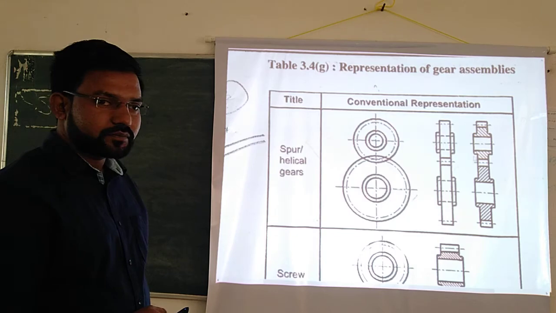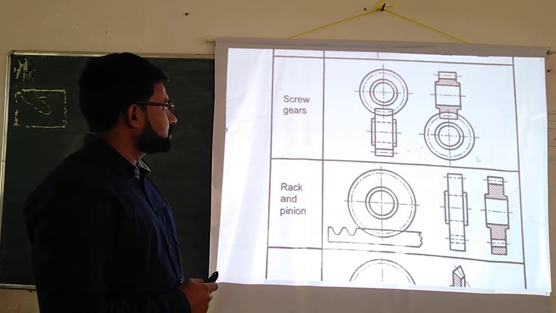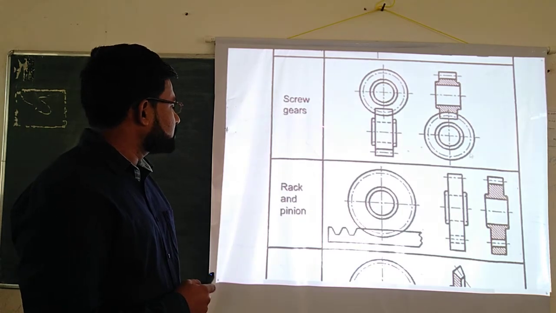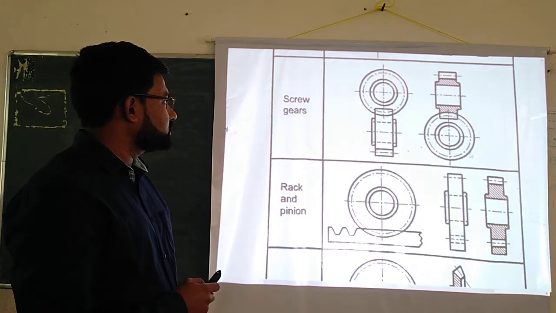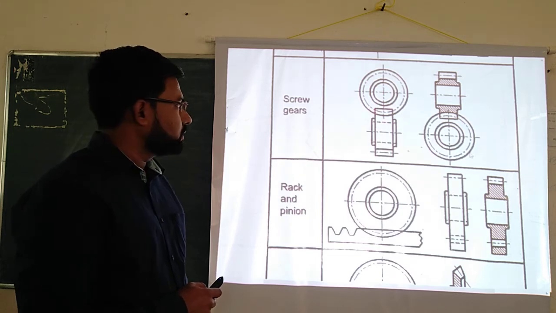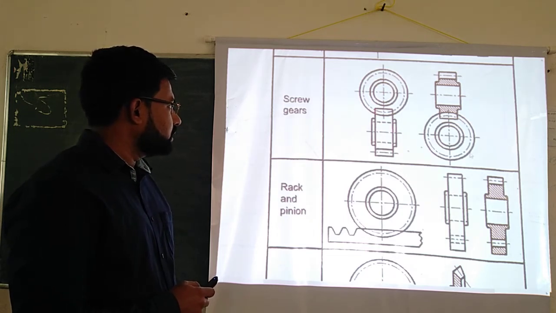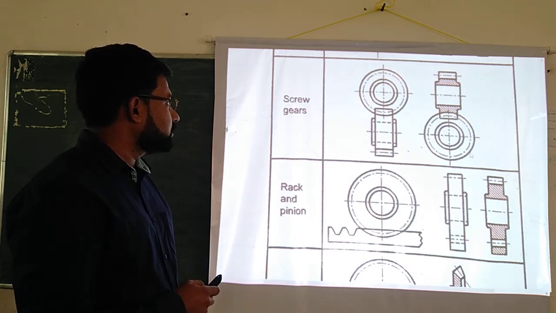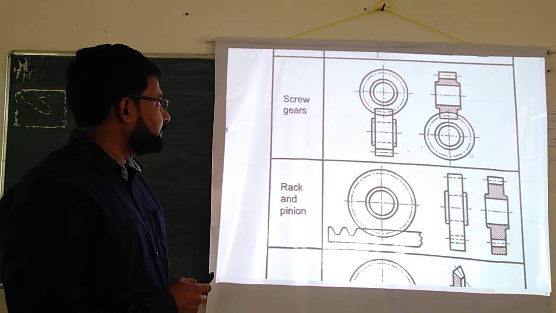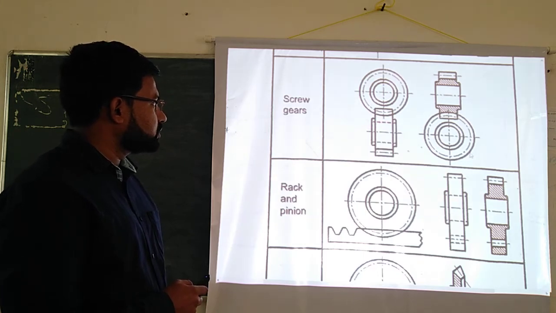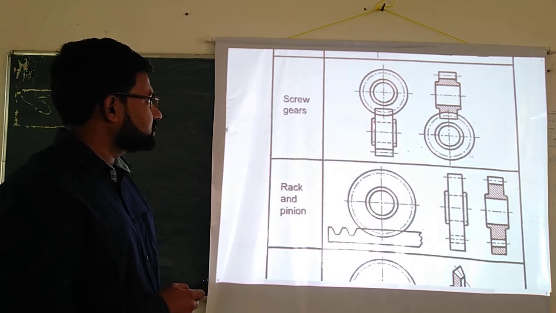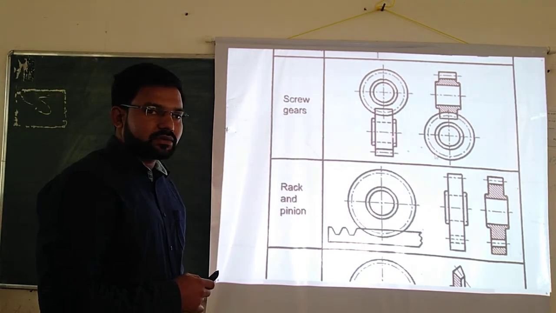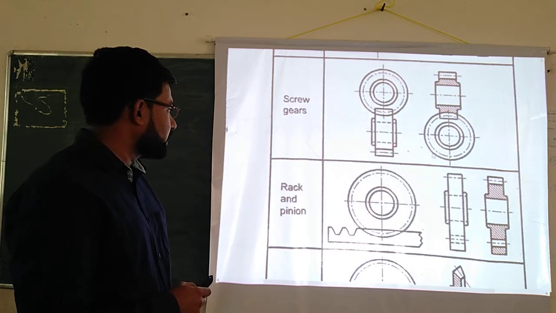Next is the screw gear. In the screw gear, one is a screw and the other is a gear. The screw meshes with the gear. The screw is rotating and it meshes with the gear. One of the pinions is replaced with a screw and the other is a gear. This is the same as spur and helical gear, only one pinion is replaced with a screw. So this is the screw gear.